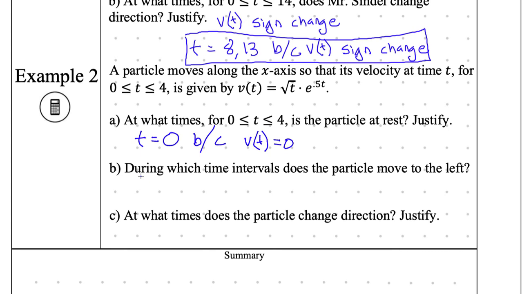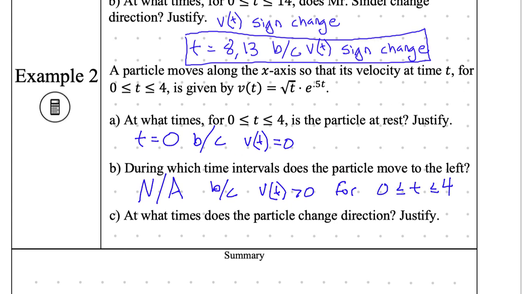B. During which time intervals does the particle... Oh, that's a bad question because it's a bad function. Probably should have made a better function. Does it ever move to the left or does it ever move to the right? What's happening here? It's only moving to the right, so this one is not applicable. Why? Because V of t is always greater than 0 for 0 is less than or equal to t is less than or equal to 4. I will improve that for next year. Make this better, Mr. Sindel.